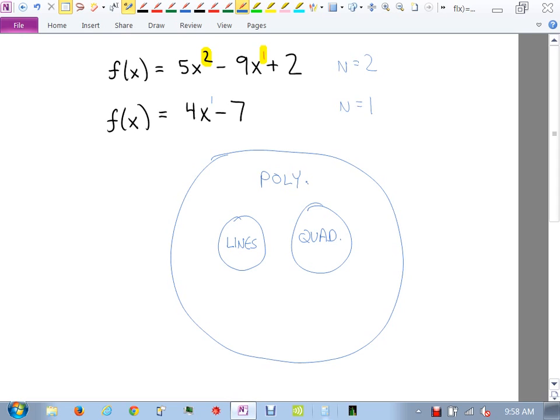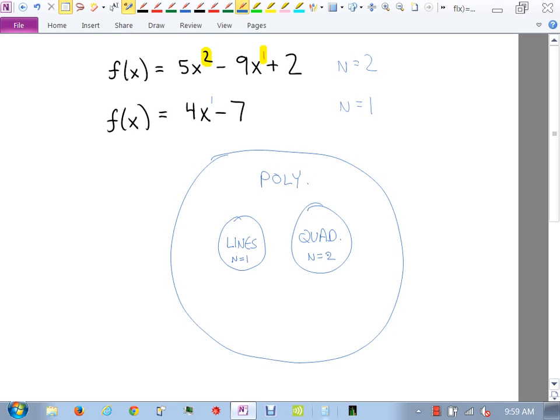So every line is a polynomial. Every quadratic is a polynomial. But not every polynomial is a line. Not every polynomial is a quadratic. So the lines are when your n is 1, and your quadratics are when n is 2. Everything outside of that is just a polynomial. So you could say that a quadratic function is a second degree polynomial, that a line is a first degree polynomial. But a third degree polynomial is not a line or a quadratic. Okay? That's where we are. That makes sense?